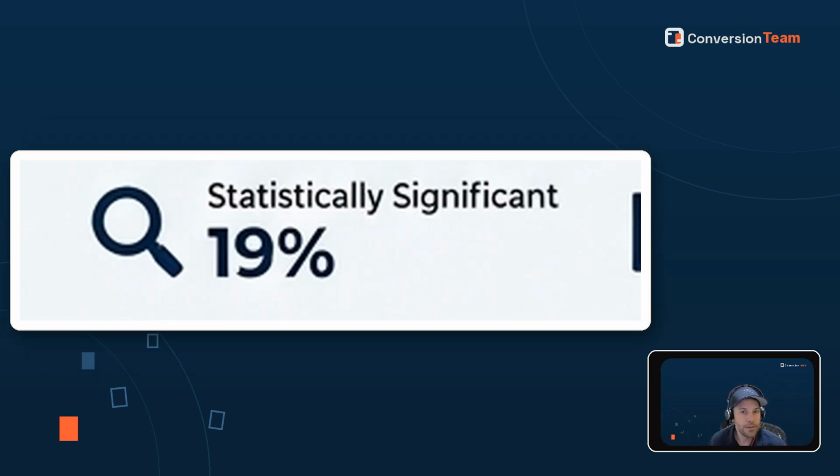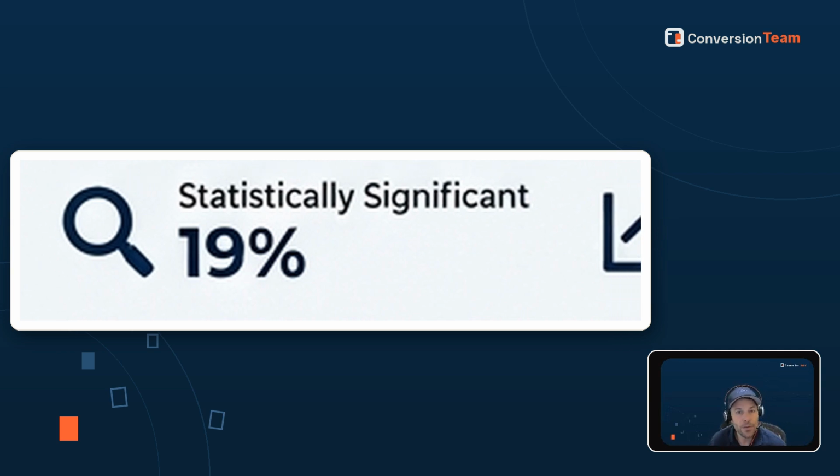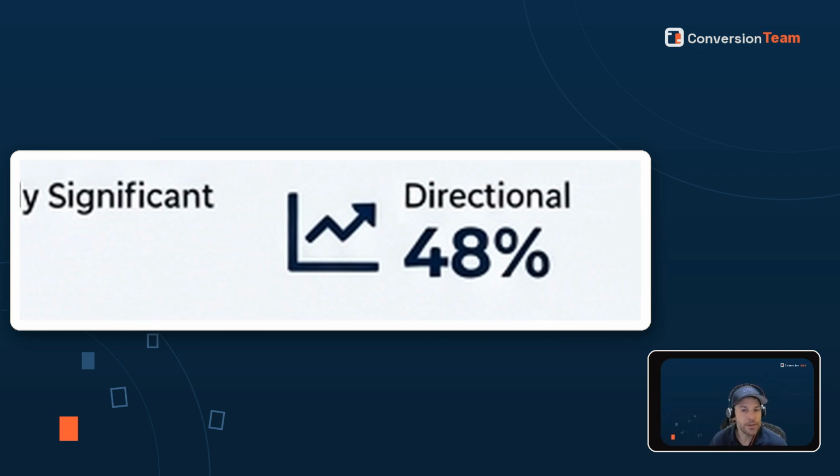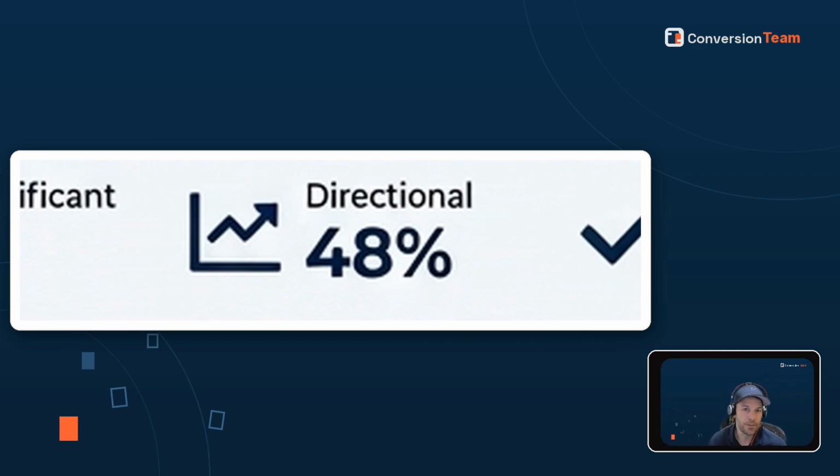The strictest being statistically significant. 19% of tests meet this threshold, that the test version is better than the control statistically significantly. That's right where Optimizely, VWO, and Convert also land. Directional is 48%. That means it's ahead on the metric that you set out to improve. So conversion rate on transactions, or leads, conversion rate.